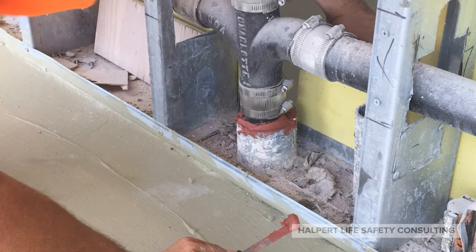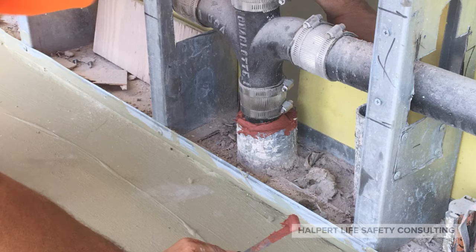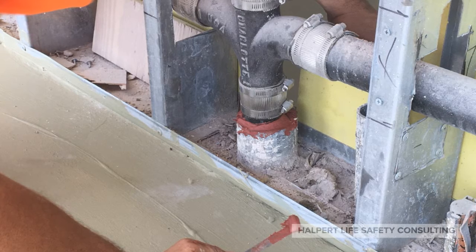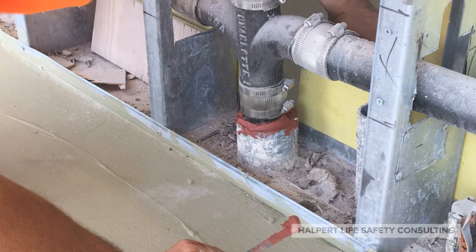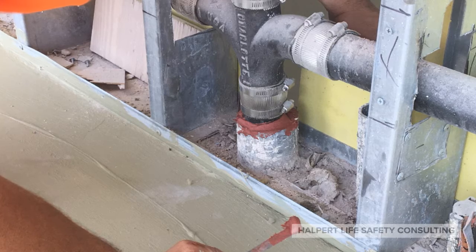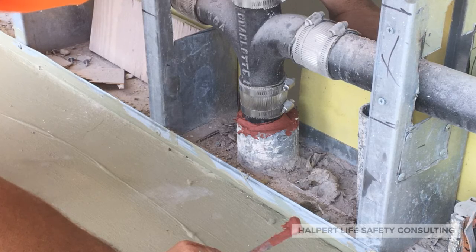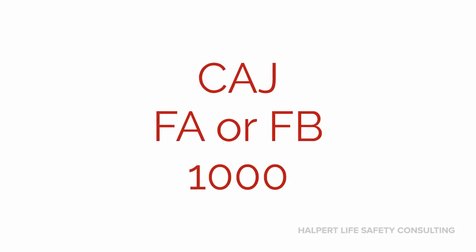First, we have a cast iron pipe running through a concrete floor. If we start with the letters, the most likely detail in the submittal will be CAJ, because remember, this covers both floors and walls that are made out of concrete. But it could be an FA or FB detail depending on the thickness of the concrete floor. And the cast iron is obviously a metal pipe, so that will land in the 1000 series details.